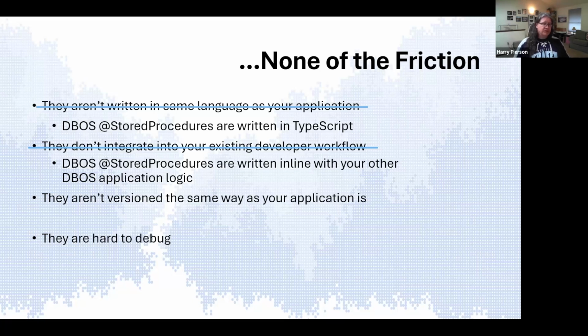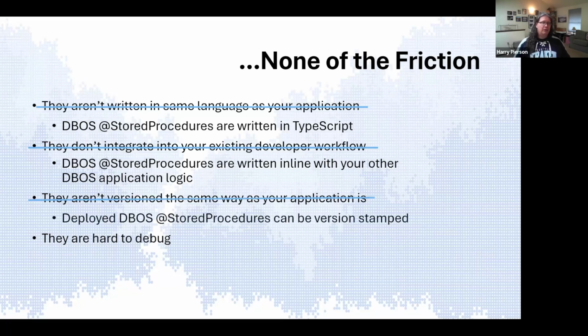They're not versioned the same way as your application. Every single DBOS Cloud deployment has a version stamp. And when you deploy your stored procedures to our cloud, we automatically version stamp them. Now, you can, of course, do this yourself. All this code is available. You do not have to use DBOS Cloud. But this allows you to deploy different versions of the same stored procedure and invoke them from different running applications.